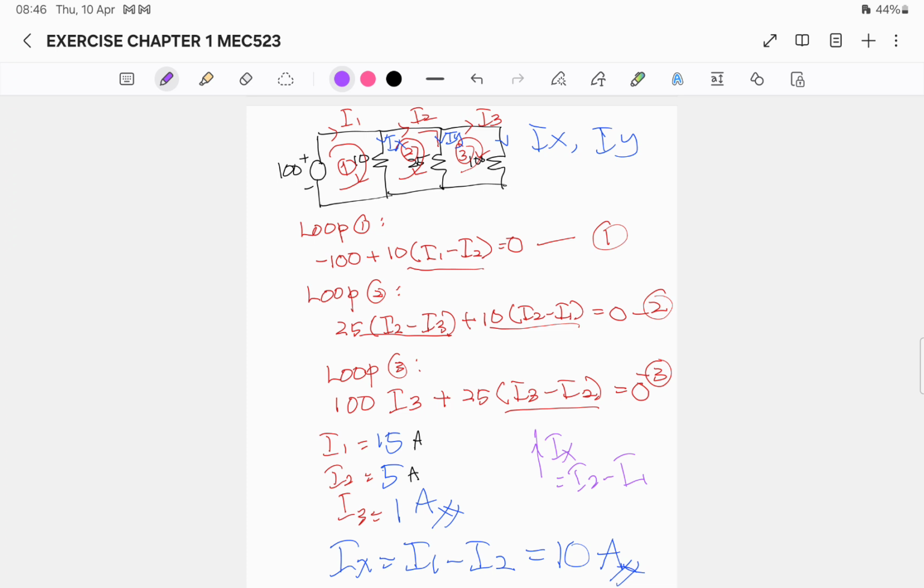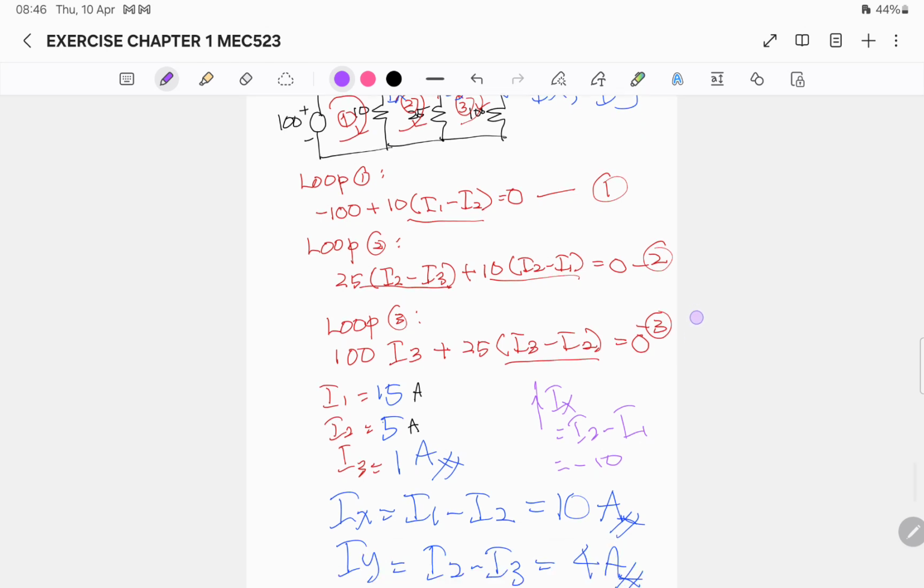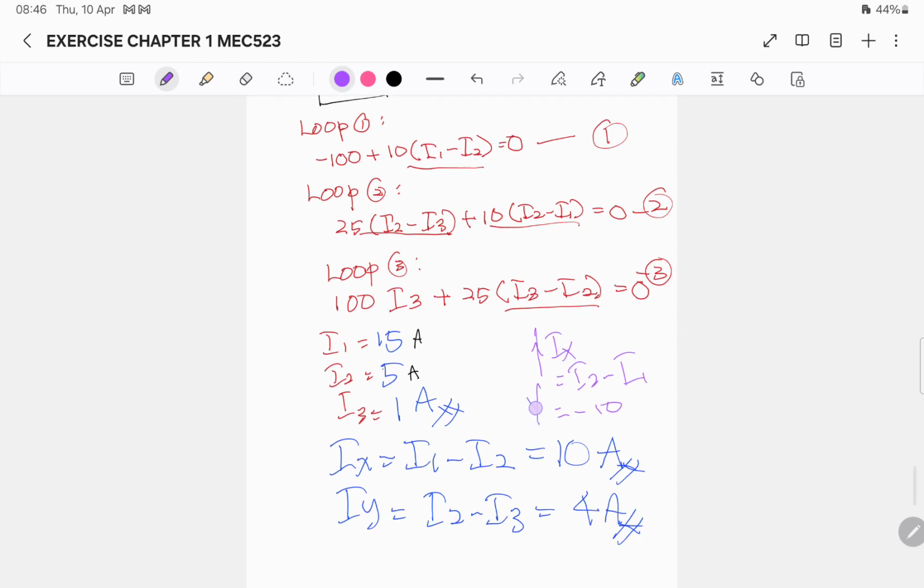Bila saya kira, tiba-tiba dapat minus 10. When I get minus 10, saya terus faham, oh sebenarnya IX adalah ke bawah, opposite daripada assume yang asal tu. Kita assume ke atas, tiba-tiba dapat negatif, so dia adalah ke opposite direction, ke bawah. Same goes with the IY.